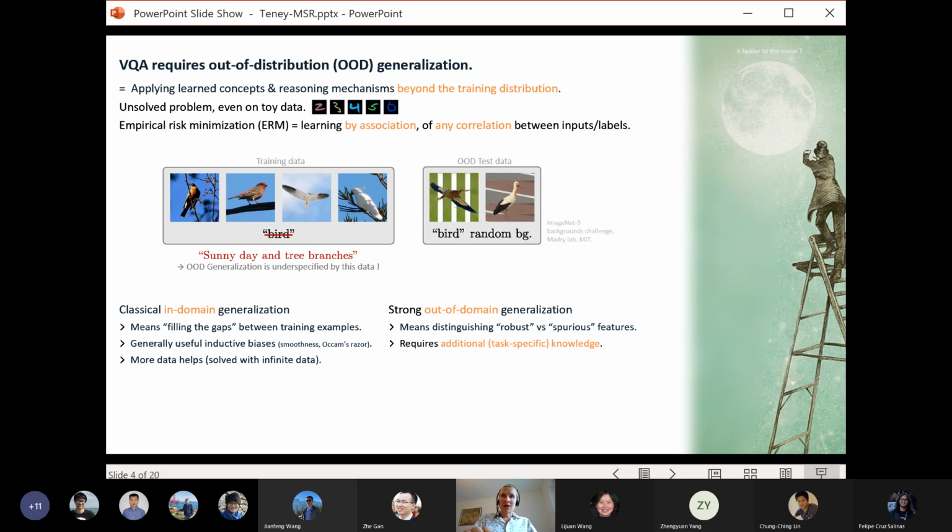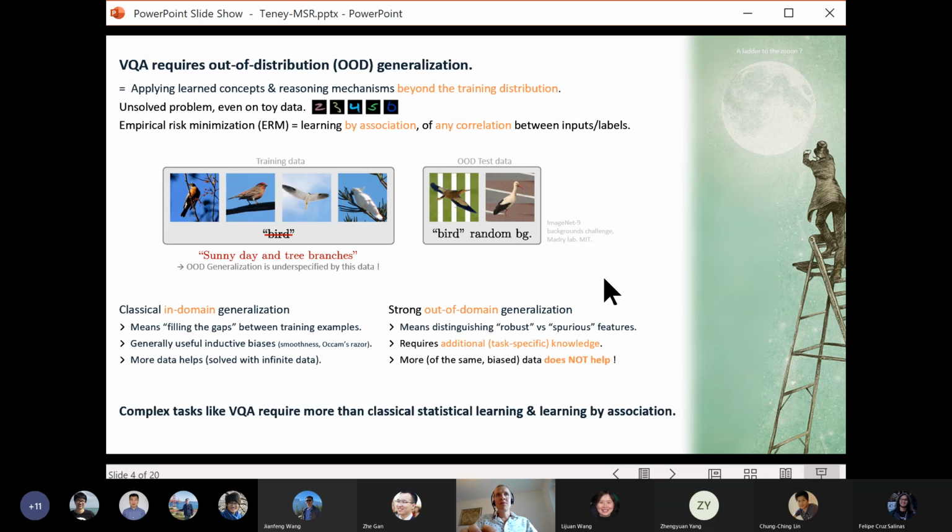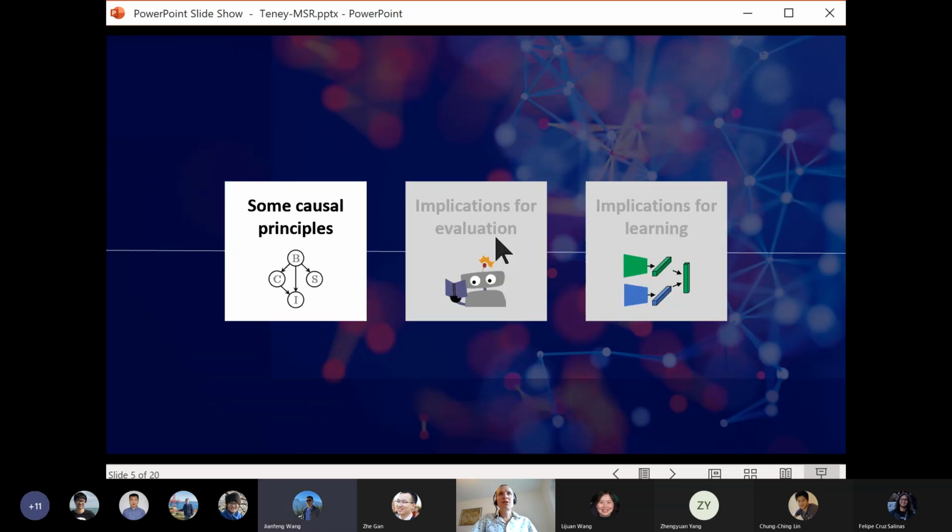So it means that getting more examples, so more of the same biased data, does not help. And the thesis of this talk is that complex tasks like VQA require something like that. They require stepping beyond the framework of classical statistical learning. So in this talk, I'm gonna first review some principles from causal reasoning that I find useful to formalize what we can do beyond this learning by association. And then we'll see some implications for the evaluation of models and then for the learning of better models.